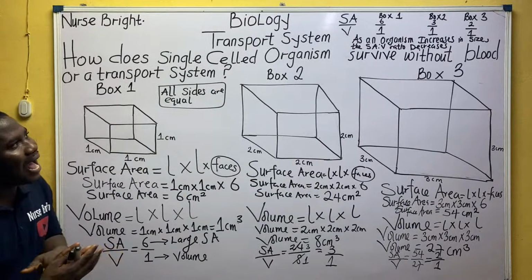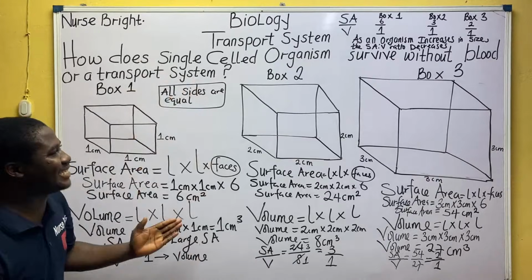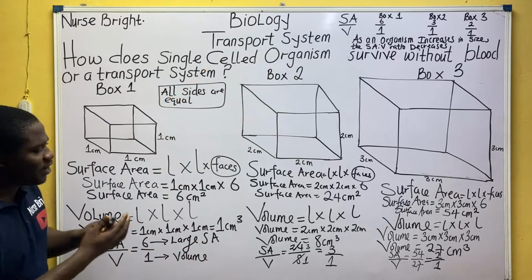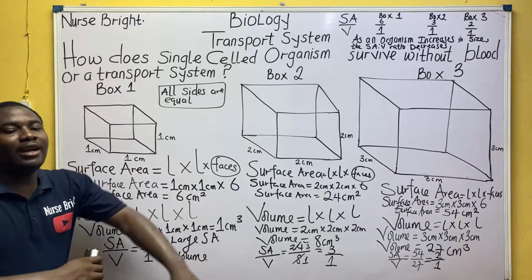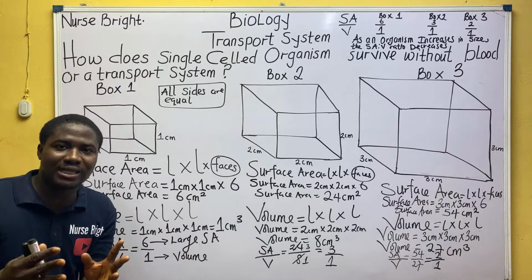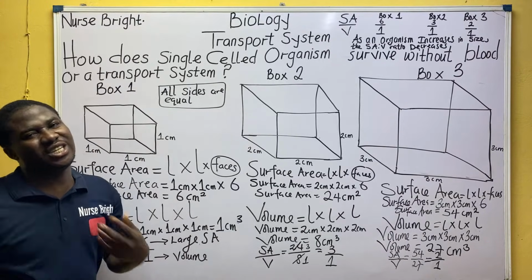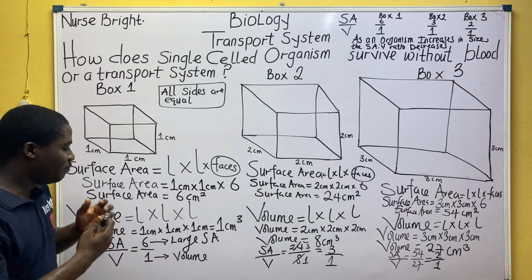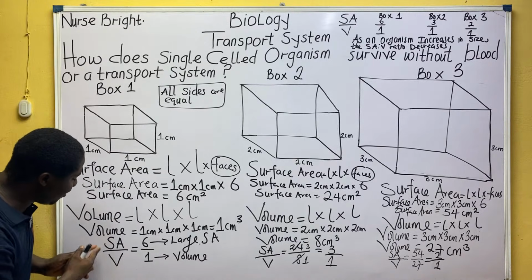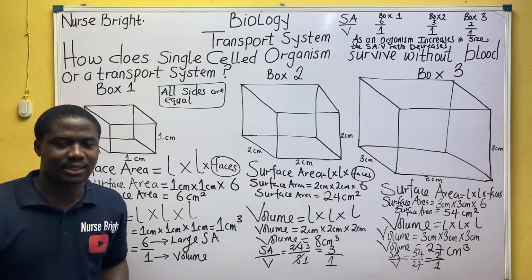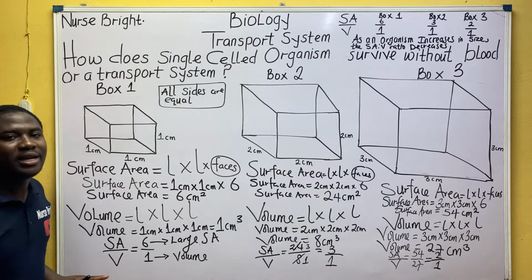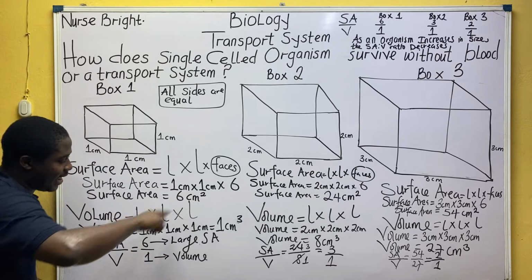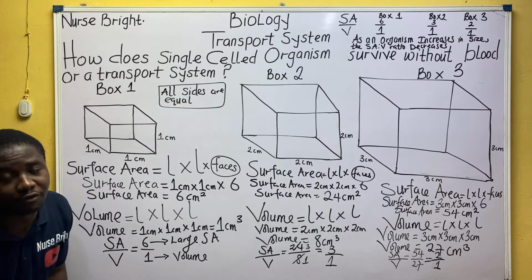So we said that as an organism increases in size, the surface area to volume ratio decreases. It's true. And also we said that for smaller organisms, the surface area to volume ratio, what happens to it? The surface area is usually larger than the volume. Yes, now all of them, look at the SA. They are all larger than your volumes.